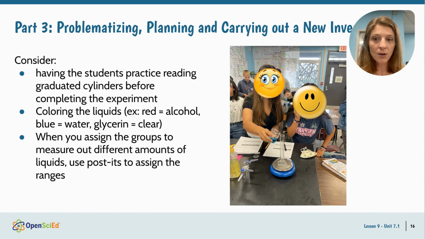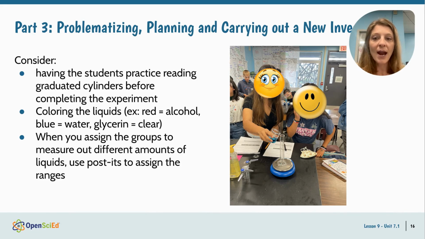Something else I do with my students is I do color the liquids. I color the alcohol red, I color the water blue, and I leave the glycerin clear. This will help my students to better identify the different liquids, and also helps them to read the meniscus better. Now, I understand that adding food coloring can change the density a little bit, but the amount that the density is changed is so minuscule, it really does not affect the outcome in the end.